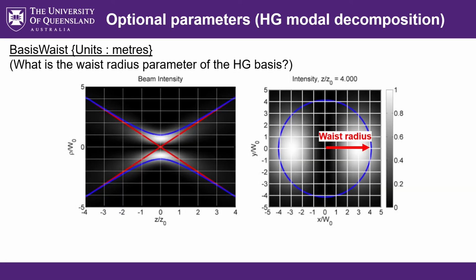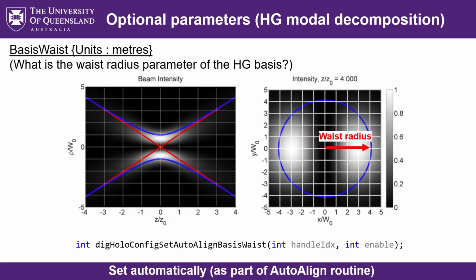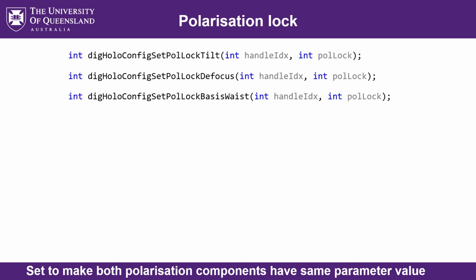The waist radius is just the normal waist parameter from Gaussian beam optics that you'll find in the formula for a Hermite-Gaussian beam. It specifies the scaling of the basis. The waist can be set manually, or AutoAligh will attempt to guess it for you. And many of these parameters, including the waist, have so-called pole locks that you can also define. So you might want both polarizations to have, let's say, the same waist. So you can set the pole lock to 1. Then the waist for the two polarization components would always be the same.